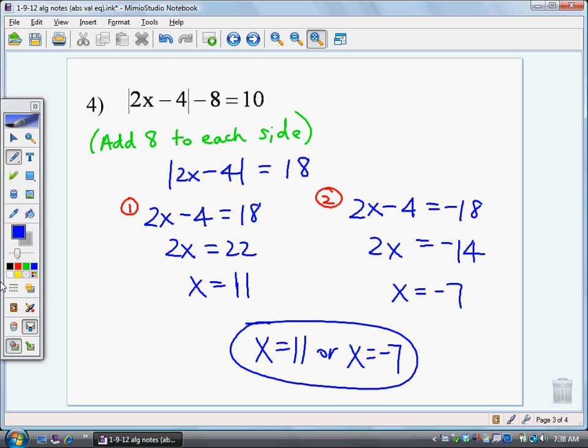And again, you could check that. 2 times 11 is 22. 22 minus 4 is 18. The absolute value of 18 is 18. 18 minus 8 is 10. If you put negative 7 in, 2 times negative 7 is negative 14. Negative 14 minus 4 is negative 18. The absolute value of negative 18 is 18. Minus 8 is 10. So both of those numbers work.